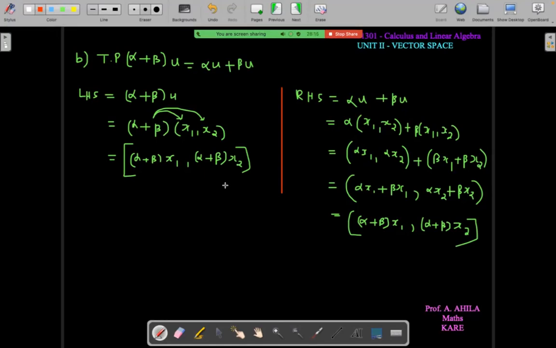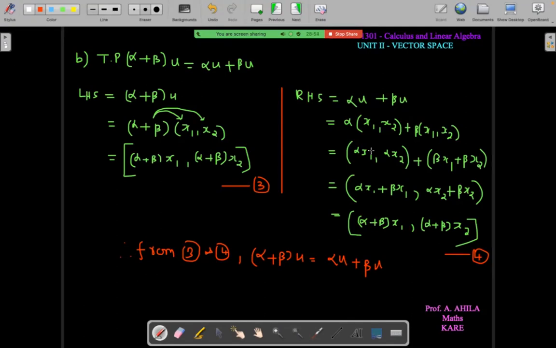So we can consider this as the left hand side result as equation 3 and the right hand side result as equation 4. So from equation 3 and 4, the result is true. That is the second condition is true. We can say alpha plus beta into u equal to alpha u plus beta u. Okay, now we proved these two conditions.